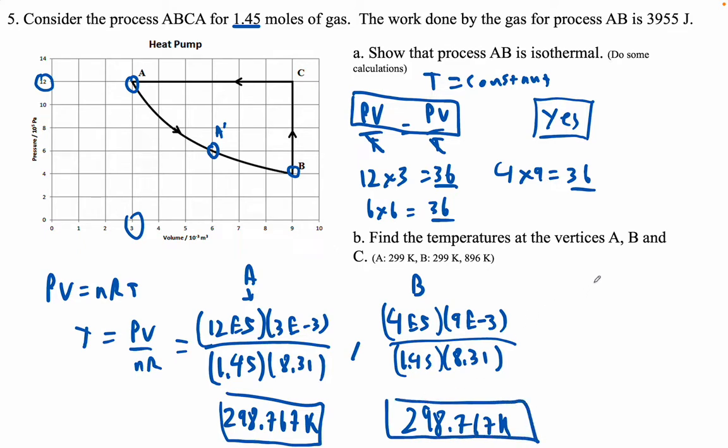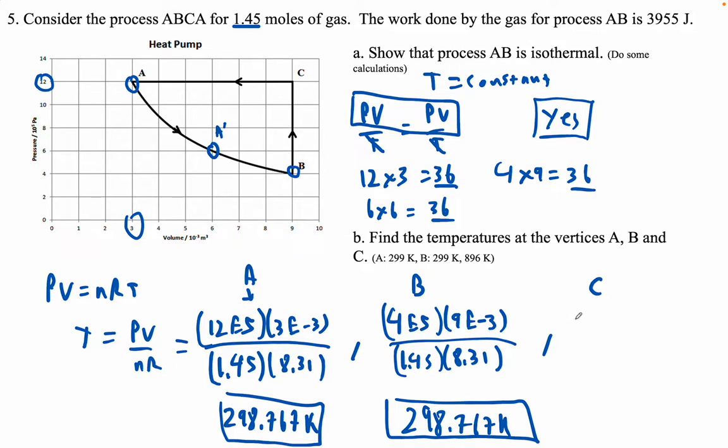And let's go C. C is going to be different, okay? Now, there's 2 ways to get the temperature at C. We could just do the ideal gas law, but I'll bet that A to C, C is 9. It's the same pressure as A, but it's 3 times the volume, so it's going to be 3 times the temperature. Okay, so it's going to be 3 times 299, or whatever, 3 times this number. So that's one way to do it. But let's go ahead and just do the ideal gas law.